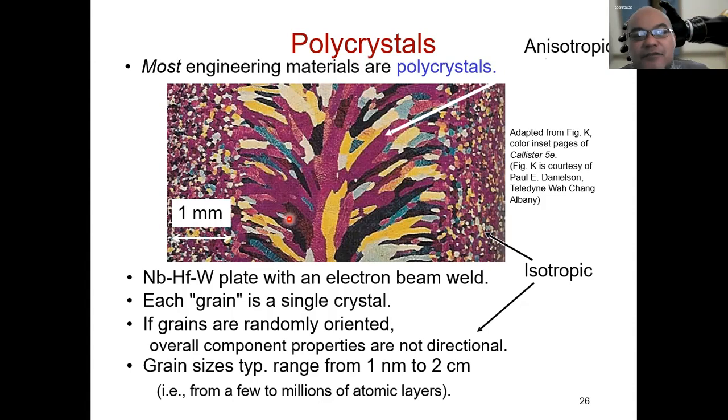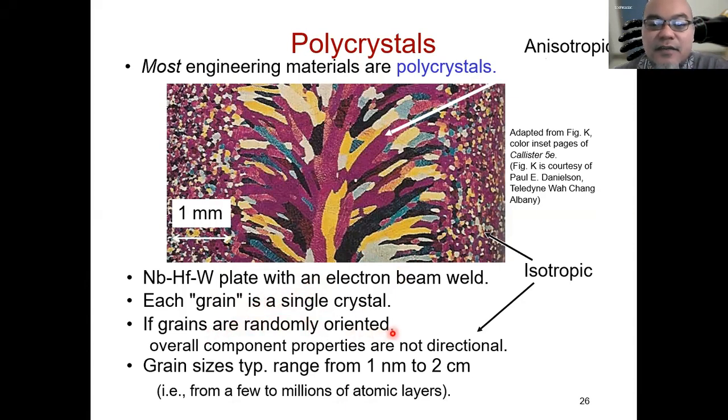So this is an example of niobium, hafnium, tungsten plate made with electron beam welding. Each grain means a single color. Yeah, the boundary is not clear. The single color is a single crystal.